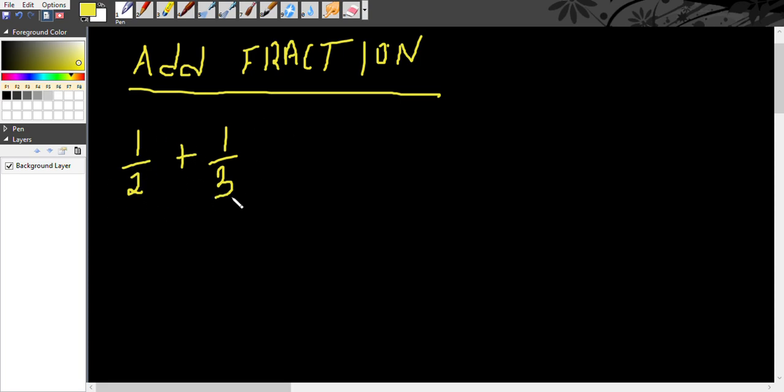But for now, just know that a fraction consists of two numbers, a numerator and a denominator. The top number is the numerator, the bottom number is always your denominator. So when we add fractions, I'm going to show you in a minute.